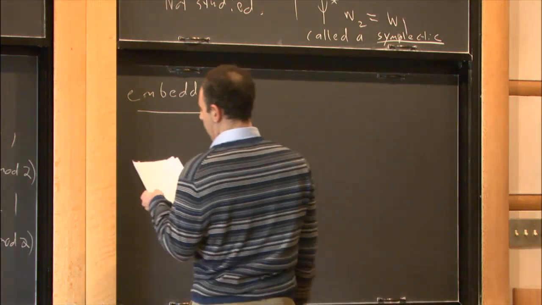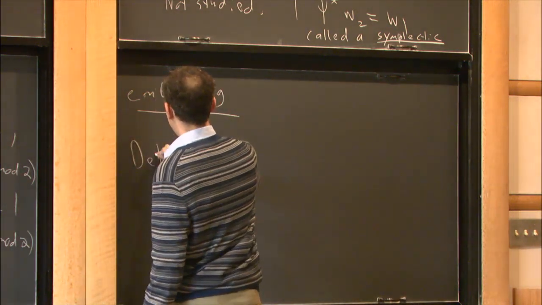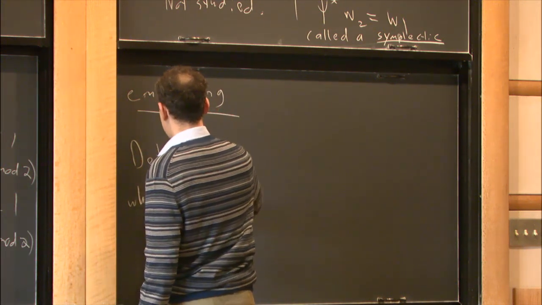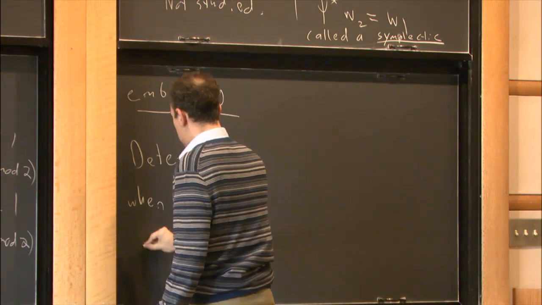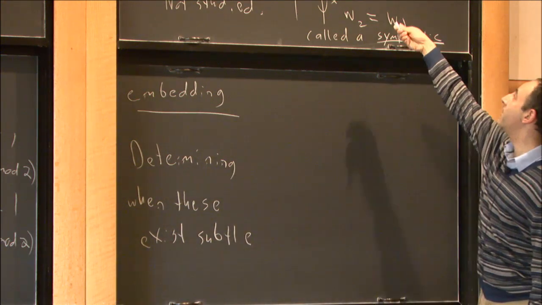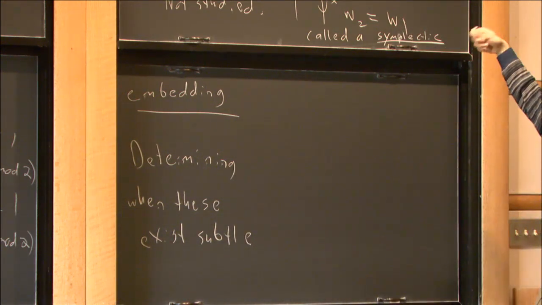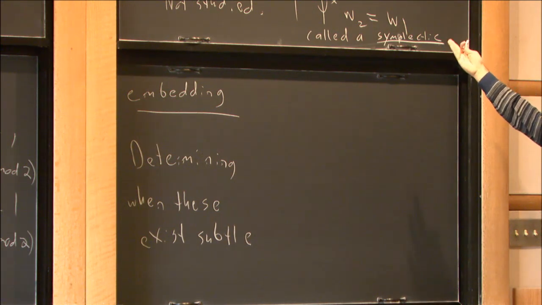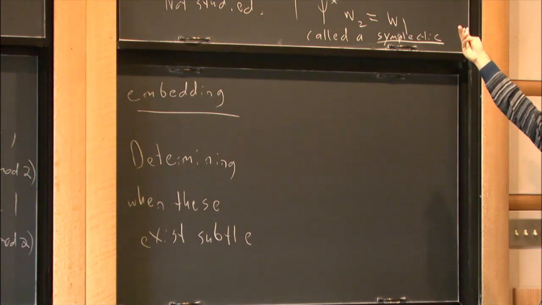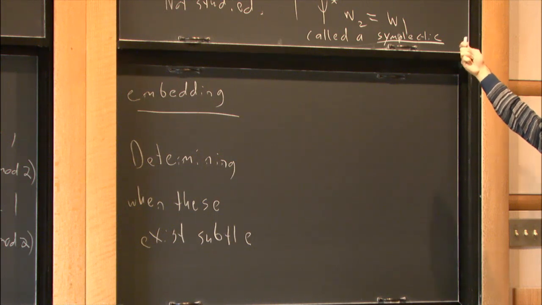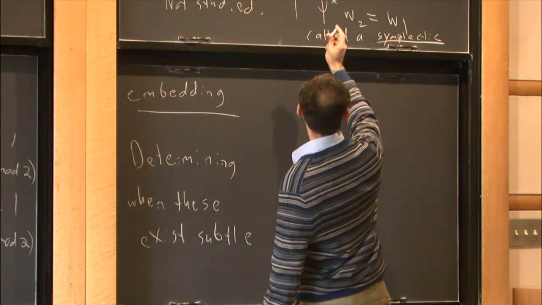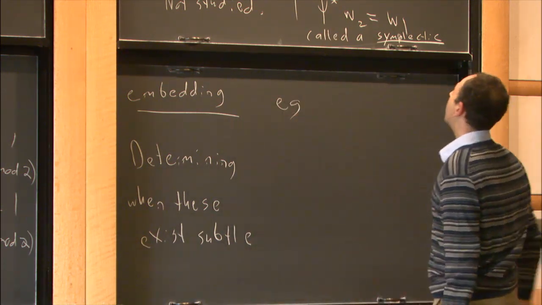And determining when these exist can be very subtle, especially when the dimension of the domain and the target are equal. When the target has much higher dimension than the domain, there's a version of Gromov's h-principle, which often makes this very topological. But especially when the dimensions are equal, this is closely connected to questions about moduli spaces of holomorphic curves.